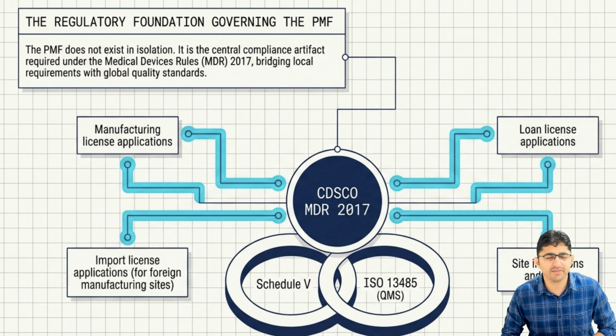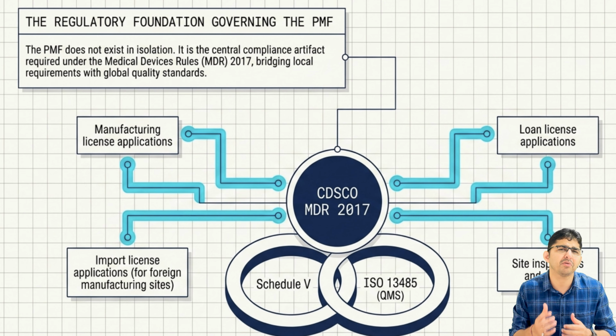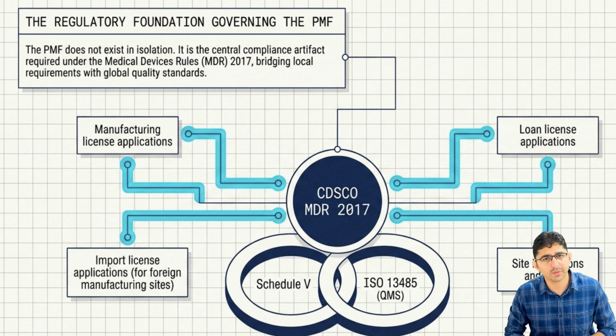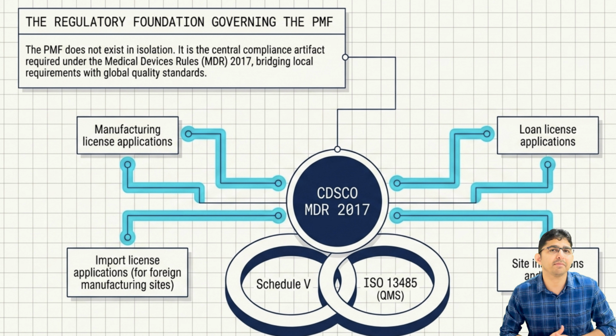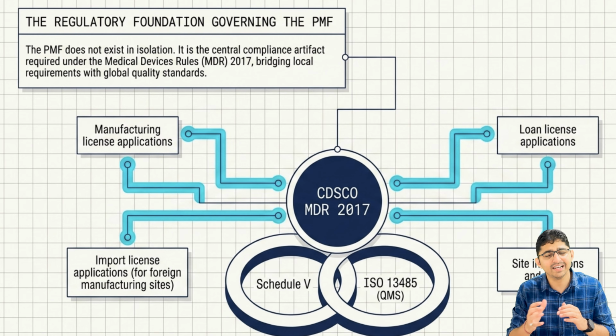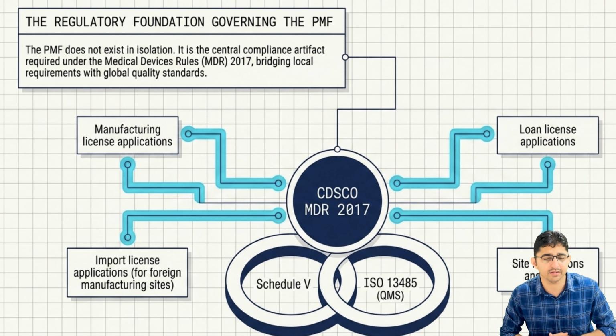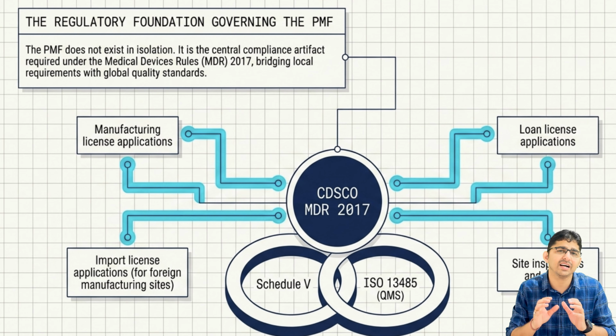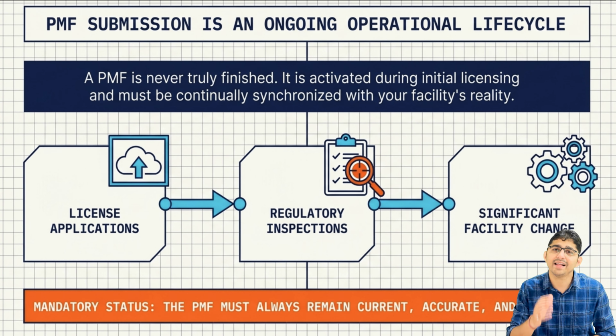So, my friends, the question is understood: why is PMF important, like what is the need for it? So basically PMF submission is required along with the manufacturing license application, the loan license application, the import license application, and the site inspection and audit. So these are the four mandatory requirements for why the PMF is required. Basically, this requirement is totally aligned with Schedule 5 of MDR 2017 and international standards like ISO 13485.